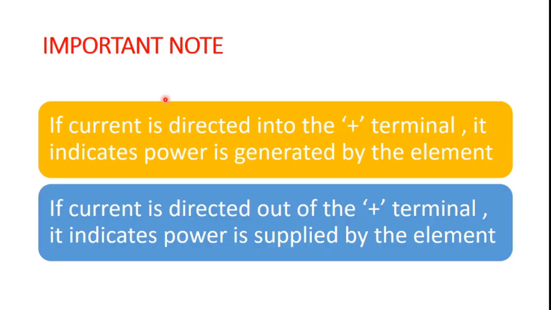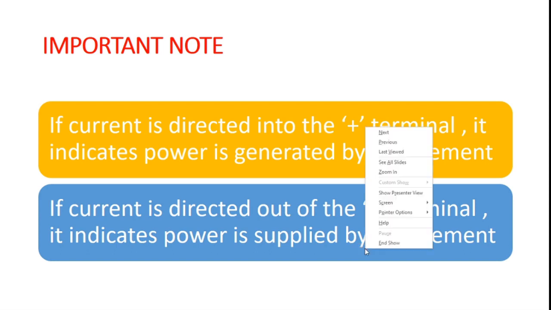Right. And one important thing that we need to note here: if current is directed into the positive terminal, it indicates power is generated by the element. And if current is directed out of the positive terminal, it indicates power is supplied by the element. So let us understand this.